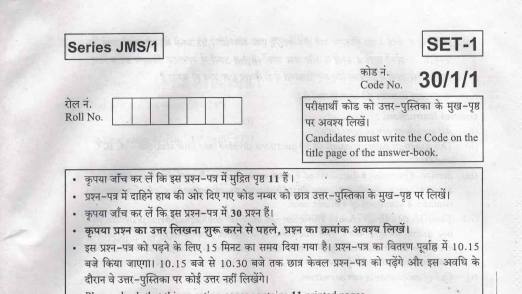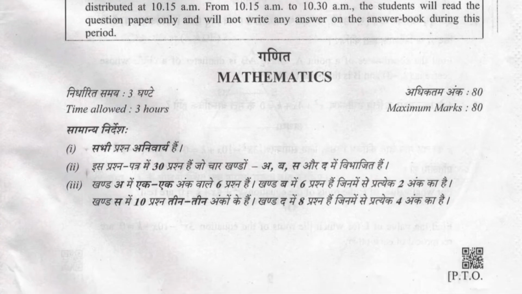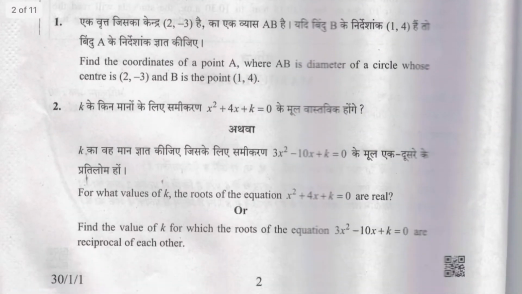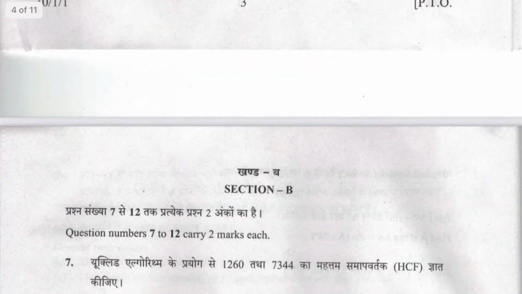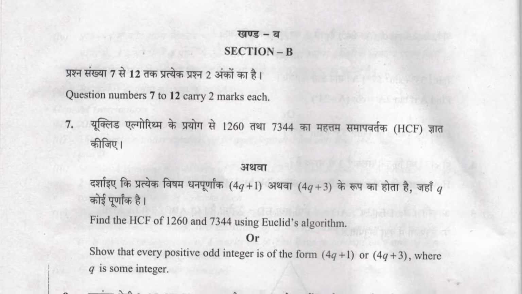Hello everyone. We are continuing to solve the Math CBSE 10th grade board paper for the year 2019, and the code is 311 and the series is JMS/1, and we have already finished doing section A in our previous video, and now we are going to solve section B. Here we have 6 questions of 2 marks each.